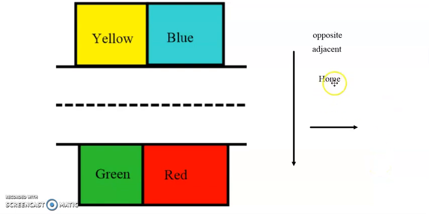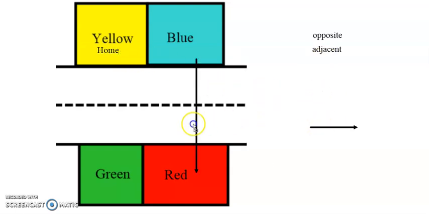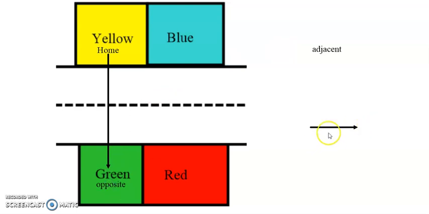Most learners struggle with the concept of what is opposite and what is adjacent. So I say if this is your home, if you stay over here, you talk about the neighbor that stays across the road, that will be known as your opposite neighbor. And if you speak of the neighbor that stays next to you, that neighbor is adjacent to you.